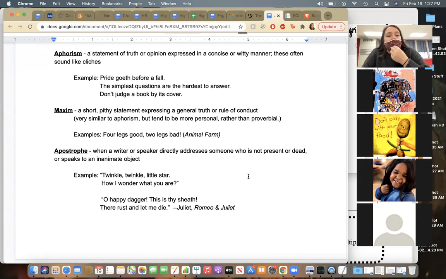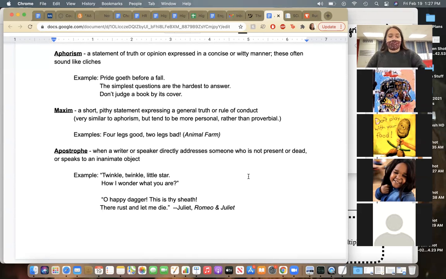The next one is apostrophe. And I know that you all know the apostrophe when you're doing possessive stuff, but in this example, and this is more of a theater term actually, it's when a writer or a speaker directly addresses someone who is not present or dead, or speaks to an inanimate object. So an example that we all know is the nursery rhyme, Twinkle, Twinkle, Little Star, How I Wonder What You Are. That's an apostrophe. They're talking to the star.